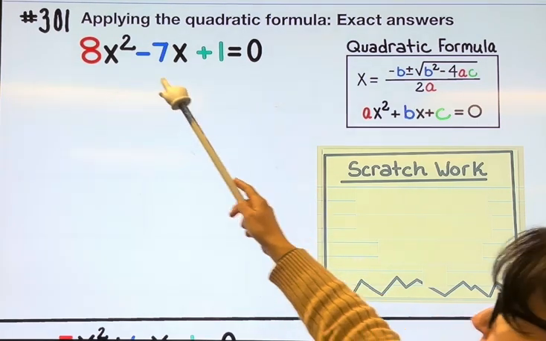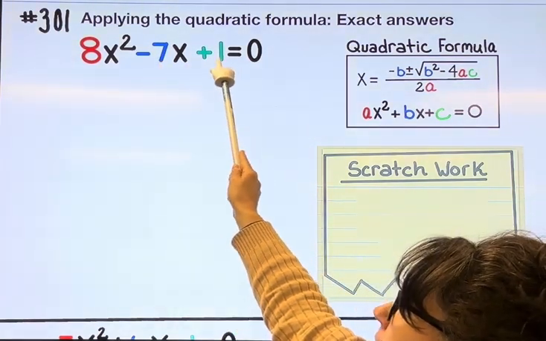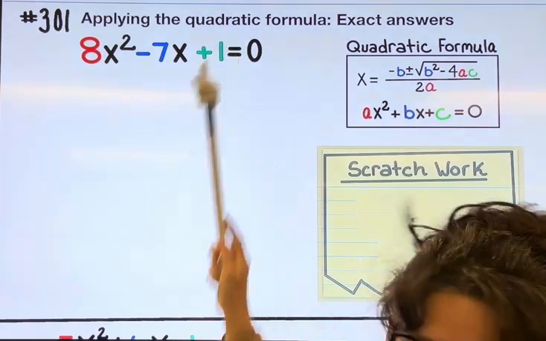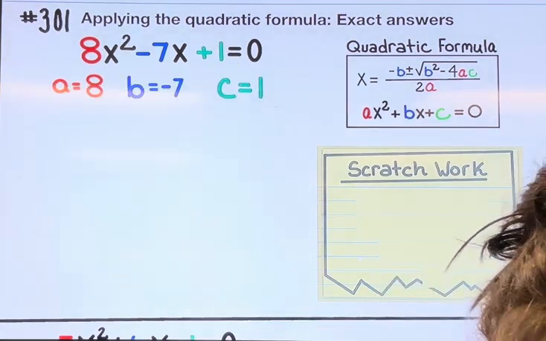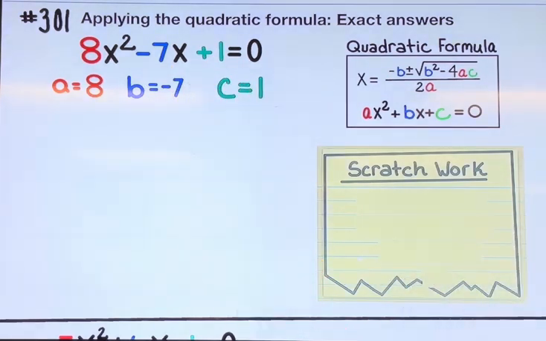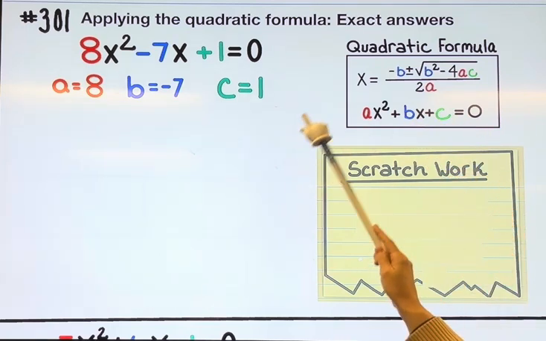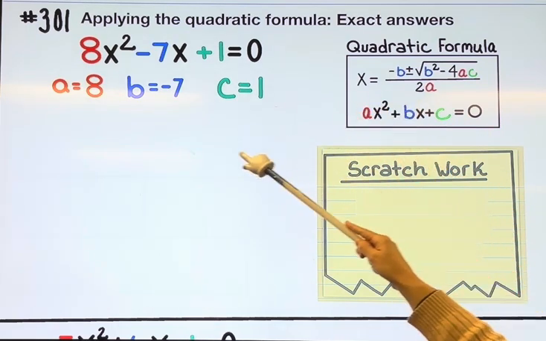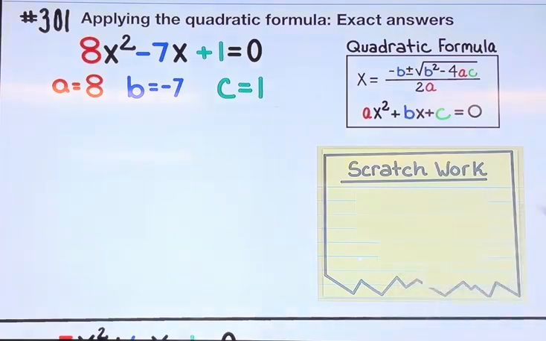We want to identify the a, the b, and the c, in ax squared plus bx plus c. So in this one here, my a is 8, my b is -7, and my c is 1. I've written my formula right here. And so we're going to substitute these values into our formula.